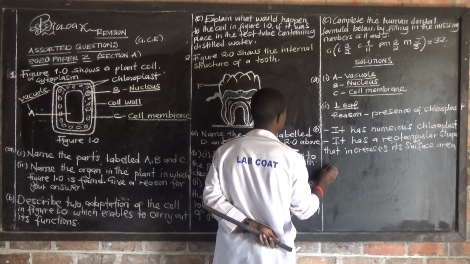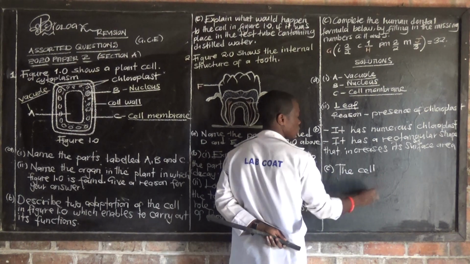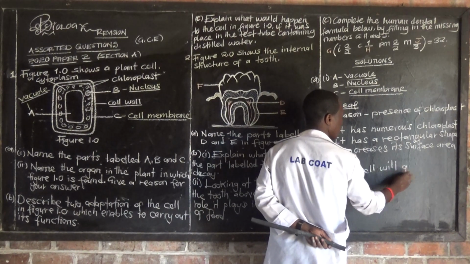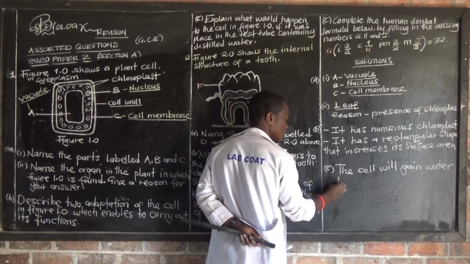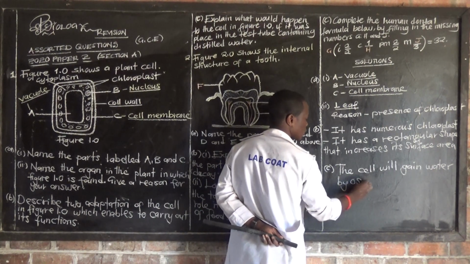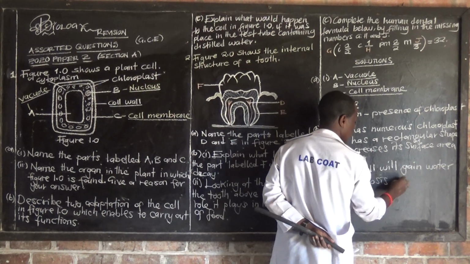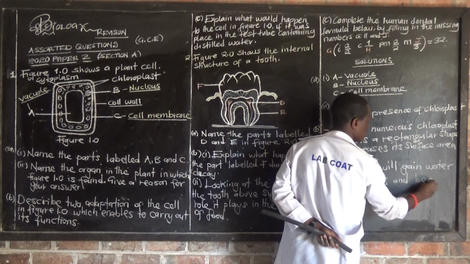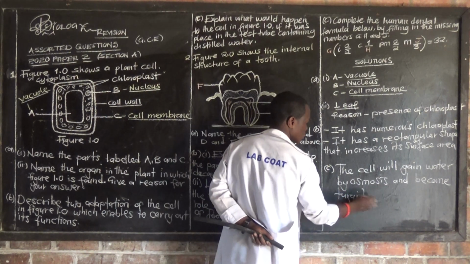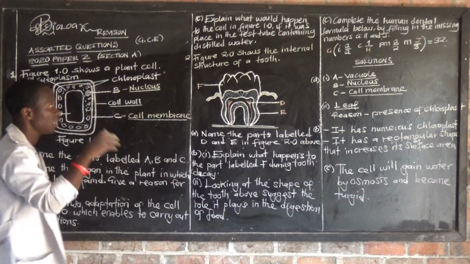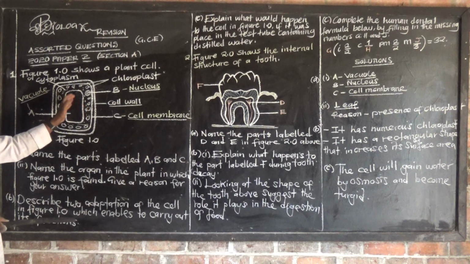So you say the cell will gain water by what process? By osmosis, and become turgid. Okay? So when they say we place this cell in distilled water, it falls under hypotonic.